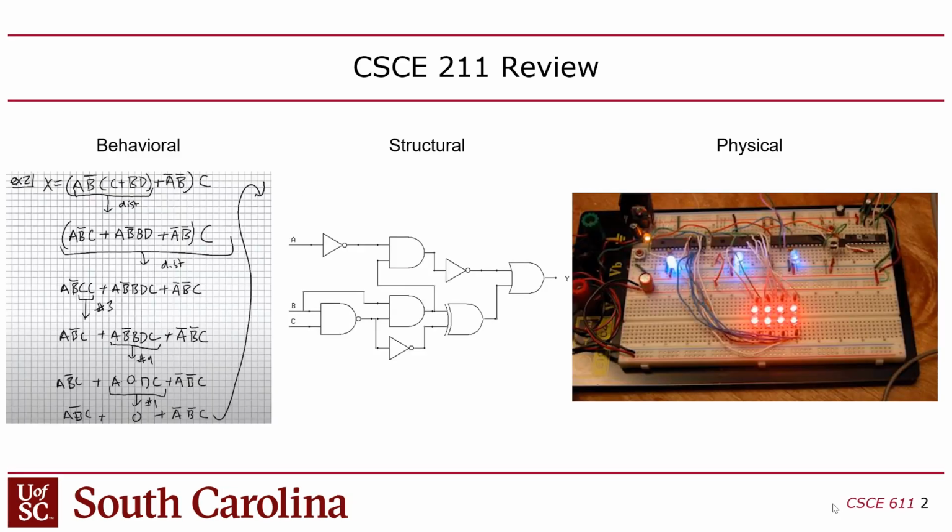Okay, so last time, just to quickly review, we talked about how you can design hardware using a behavioral description, which is equations or code, a structural, which is a block diagram of interconnected components, and then a physical design, which is where you allocate physical hardware for each of the components in the structure and then place them into the physical design somehow.